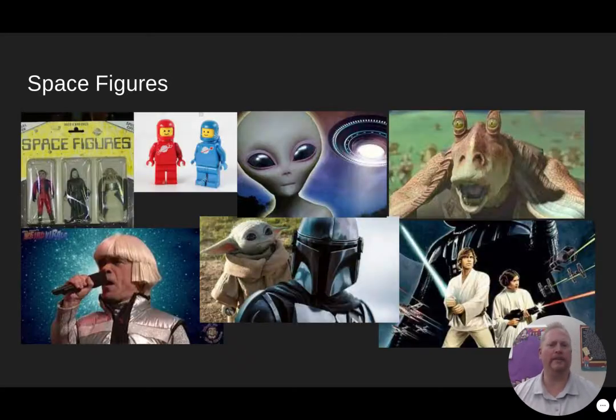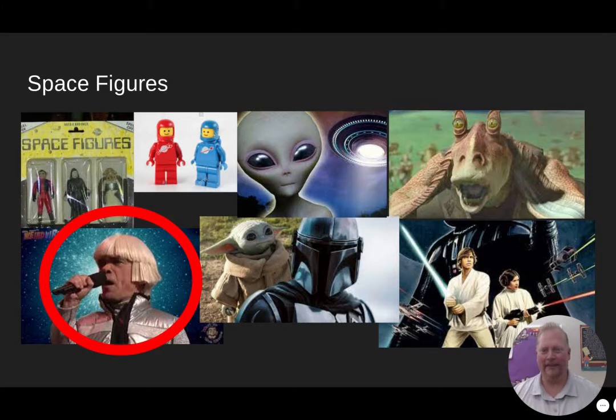So let's talk about space figures. Now, when I talk about space figures, I'm not talking about these kind of space figures, although that would be fun to do. By the way, if you know anything about this guy, first person to tell me something funny about this, I'll give you a bonus point, all right?